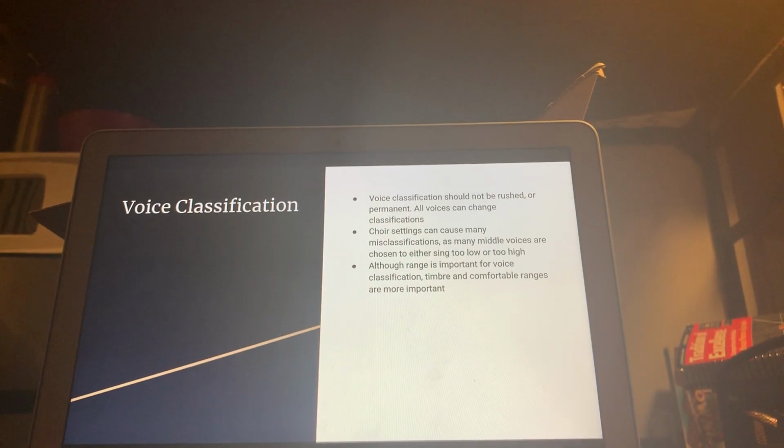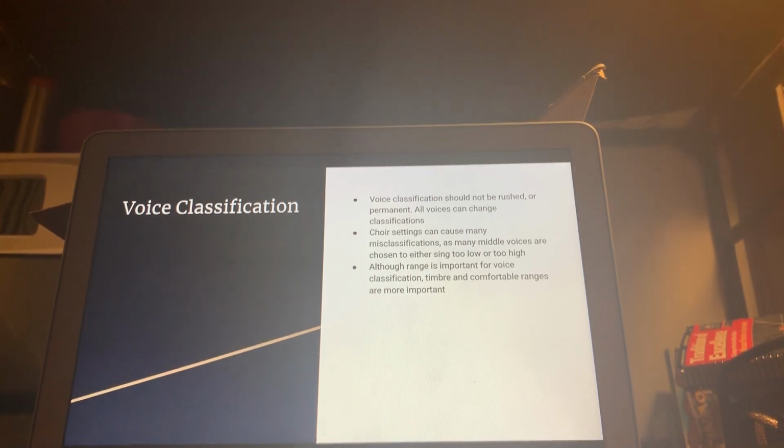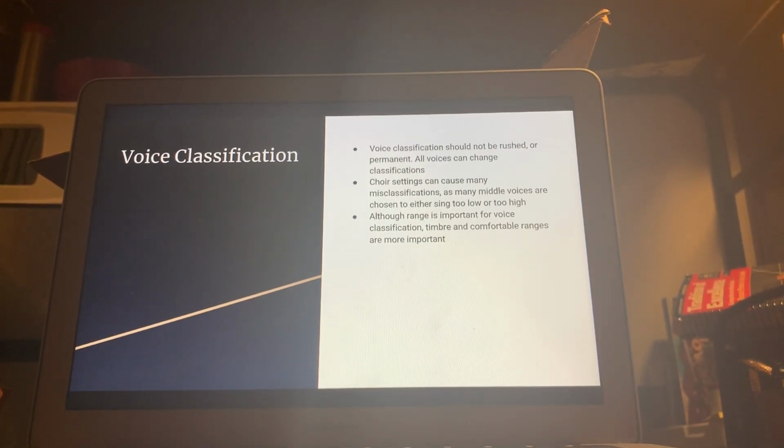So a lot of people are in the middle voice. Like they're not crazy high or crazy low. They're just kind of in the middle, and they are either chosen to sing too low a part. So I'm going to use a male baritone as an example. There are many male voices that are considered baritones, and they can either be chosen to sing too low, they are chosen to sing bass, and a lot of the notes in the bass part are too low for them, so they cannot sing it, and it damages their voice.